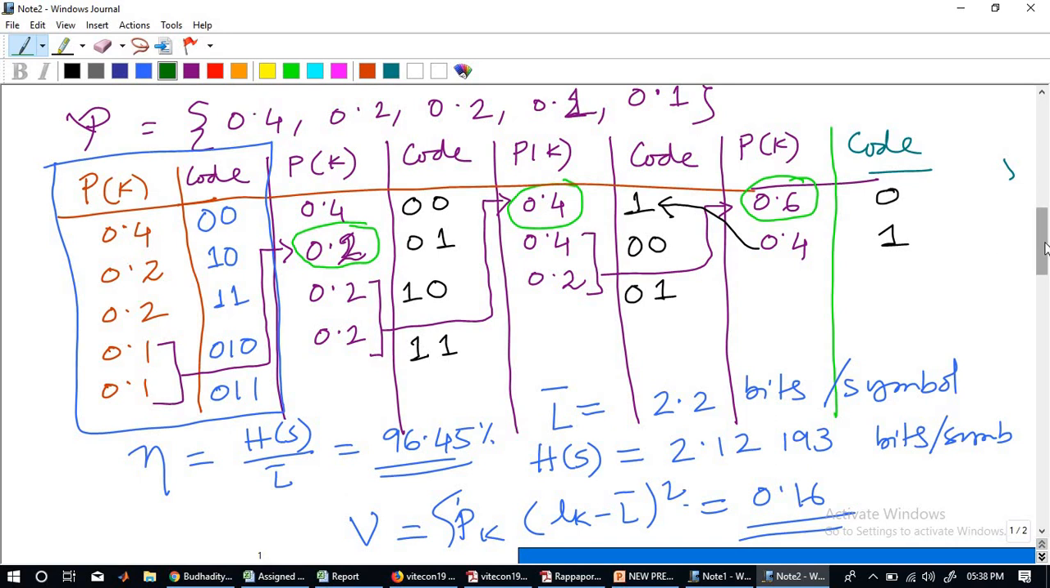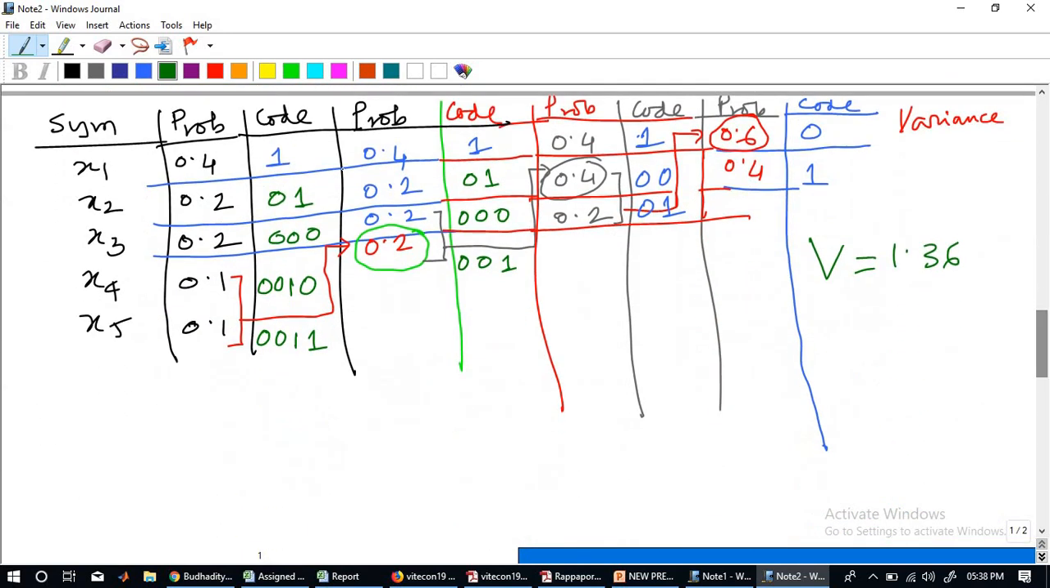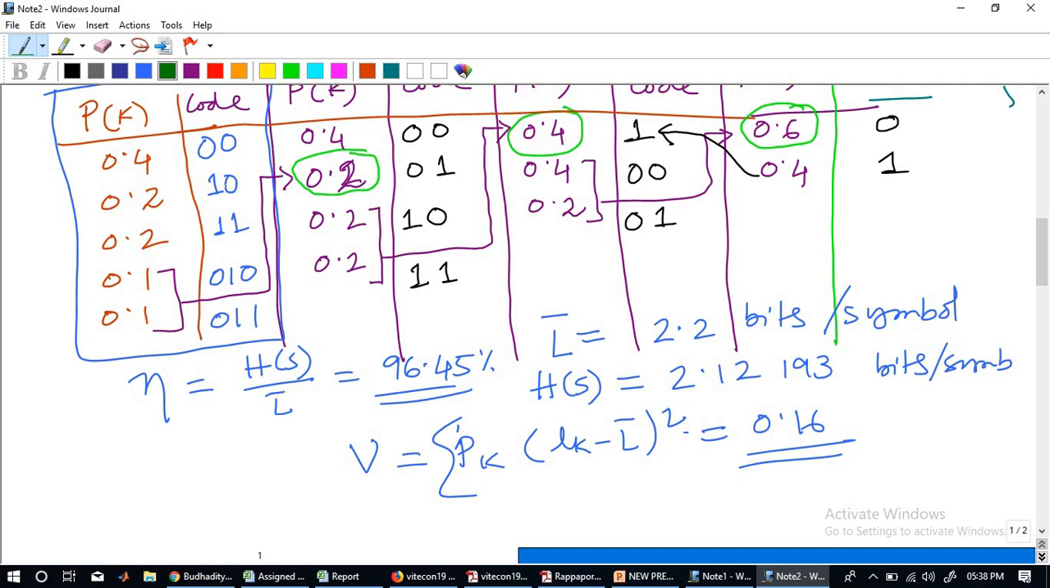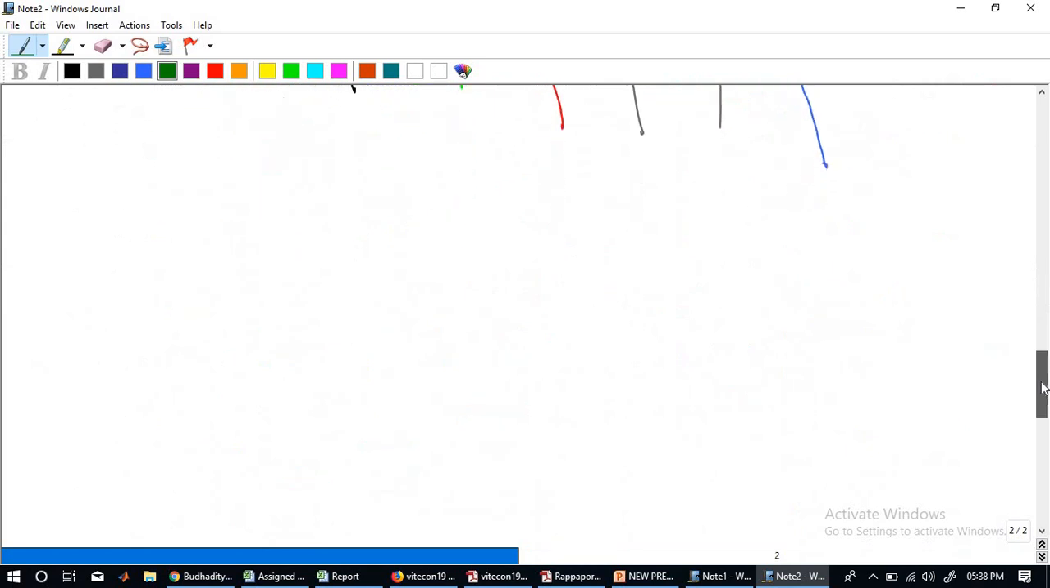Whereas in the second case you are observing that there is a lot of variation. You can see 1 bit here, 2 bit here, 3 bit, 4 bit. All the code words are different in length. Whereas in case of minimum variance Huffman coding, all of them were mostly of 2 bits and these were all of 3 bits. So the variation is comparatively less. That's the idea. So now if I give you one example, a little bigger.